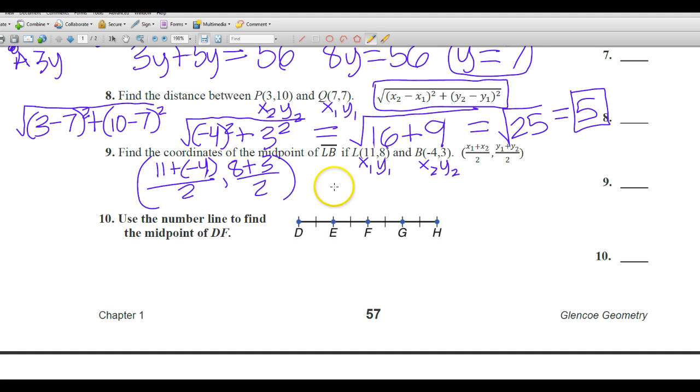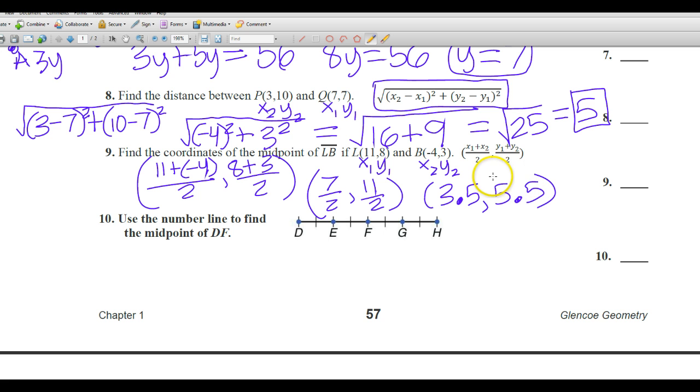So simplify this. 11 and negative 4 gives us 7. 8 and 3 gives us 11. And if we want to write that as a decimal, divide by 2. So we get 3.5 and 5.5 for the midpoint.